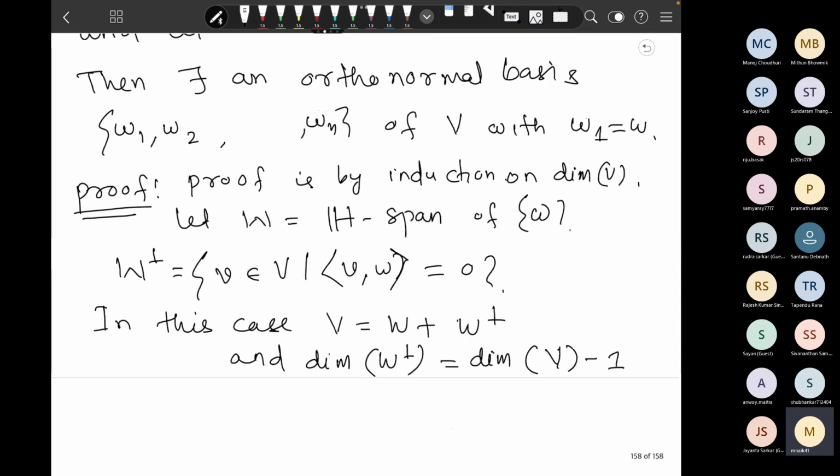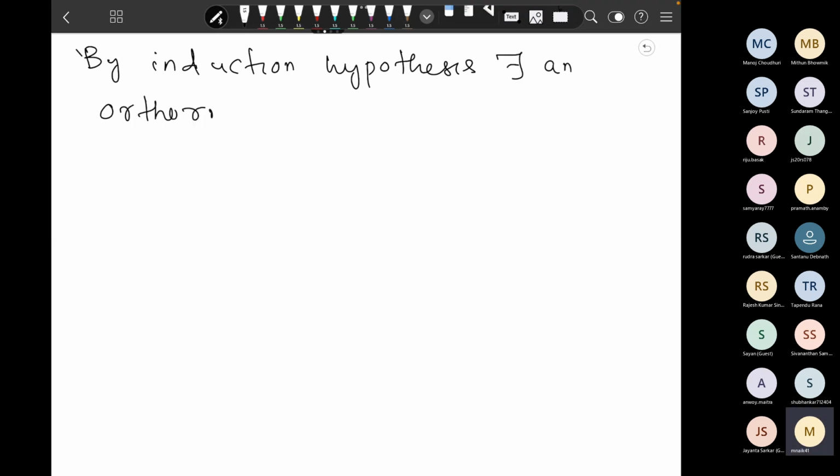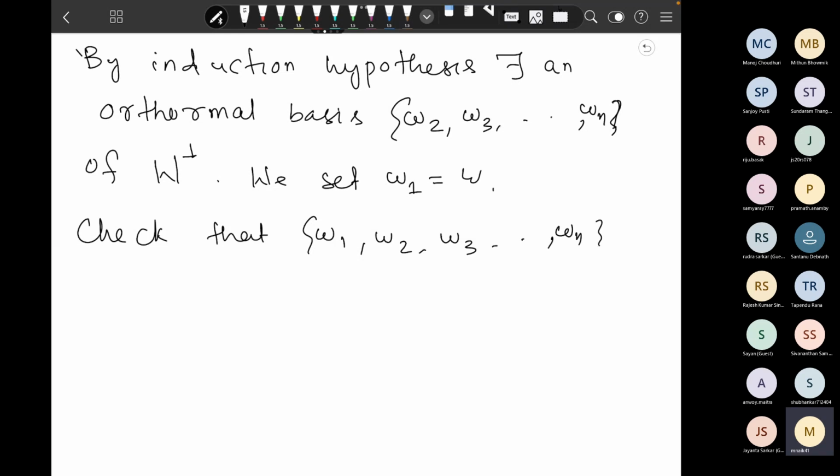This is a simple thing. I'm just writing this for completeness. By the induction hypothesis, there exists an orthonormal basis W2, W3, ..., Wn of W perp, and we set W1 equal to W. Check that W1, W2, W3, ..., Wn is the required orthonormal basis.